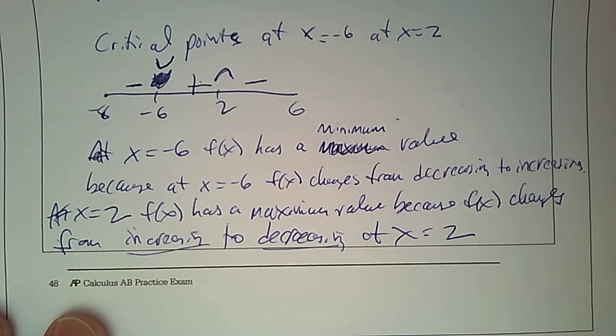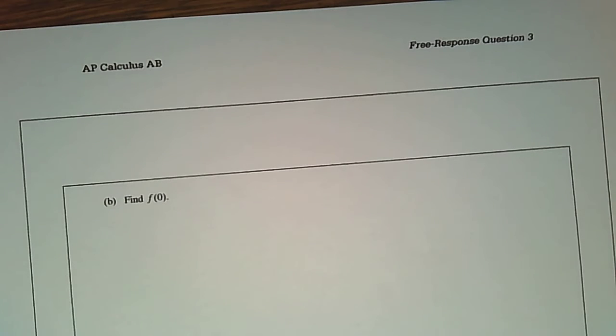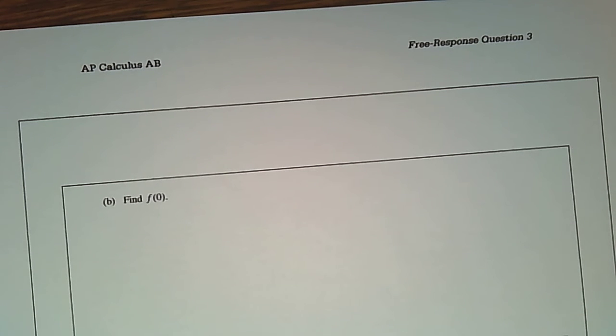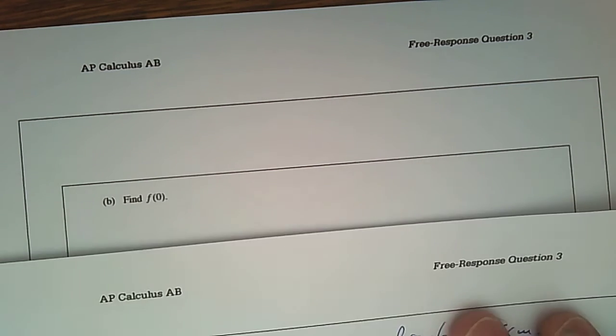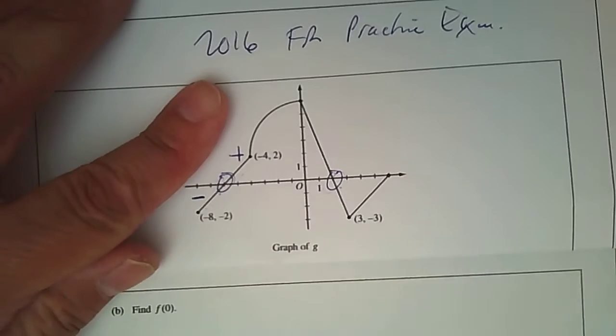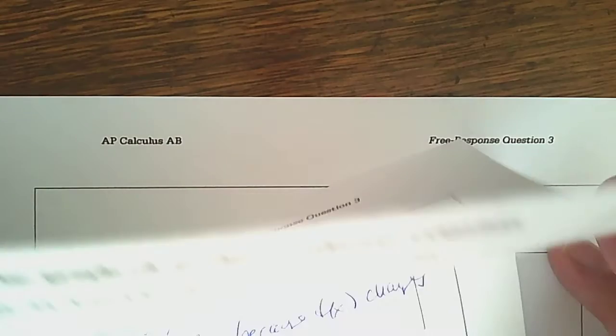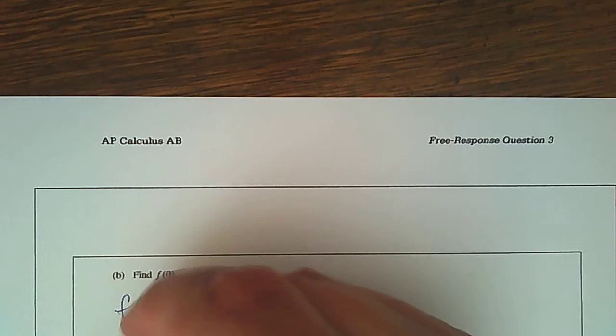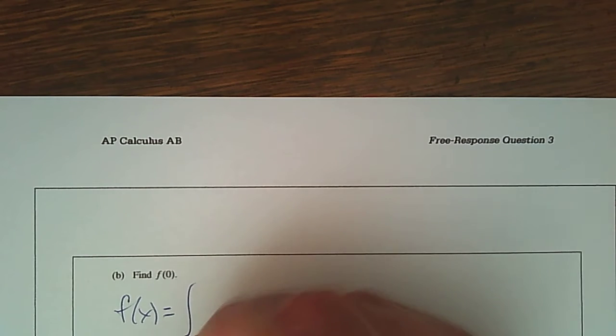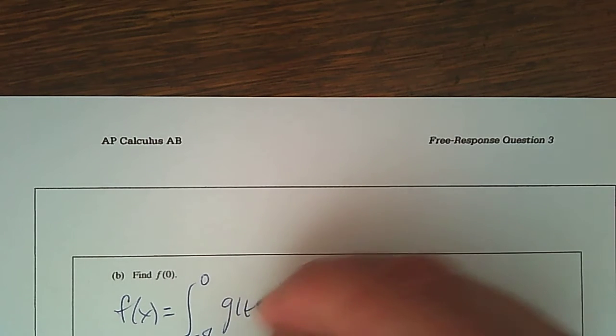All right, part B. I'm going to fold it, and I'm just going to have the graph in front of me as I answer it. Is that okay? So the next question is, can you find f at 0? Well, f is defined by, so we first of all have f at x defined as the integral from -8 to x of g at t dt.